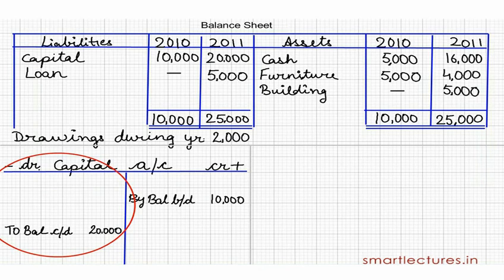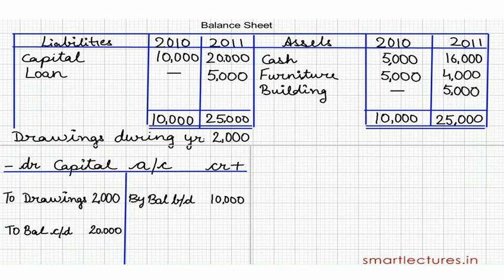So it's clearly written drawings. Drawings are always placed on the debit side of the capital account. So, to drawings, rupees 2,000. So you will find on the debit side the total is 22,000 rupees, and on the credit side it is only 10,000. It means there is a balancing figure of rupees 12,000.